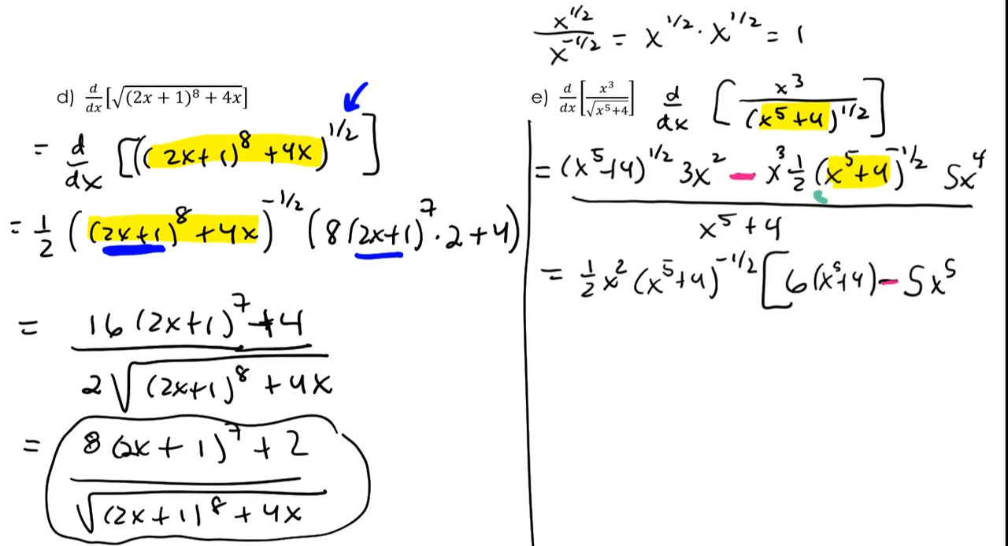Also, I took out this whole thing. Woo, we need a break. It's all out, so that's it, and I'm going to close that off. The denominator is x to the 5th plus 4.